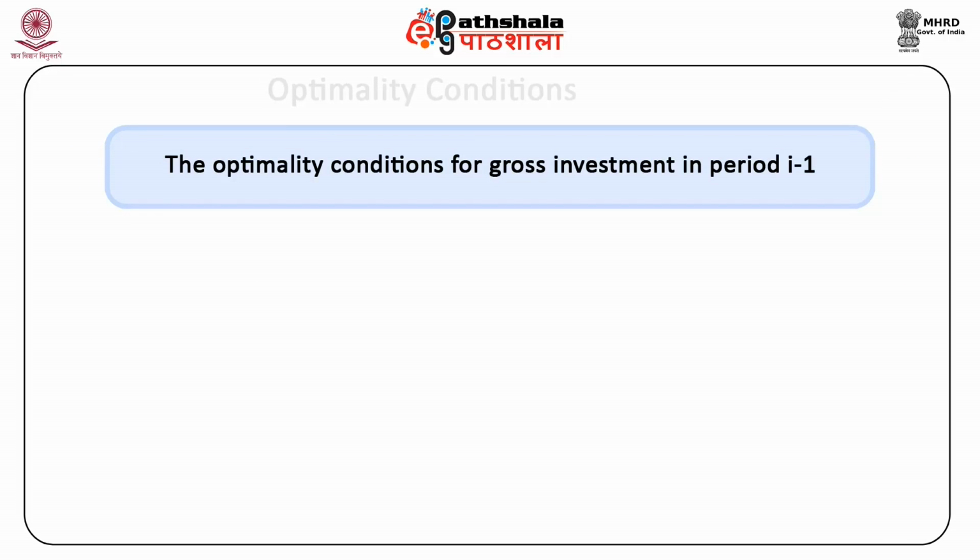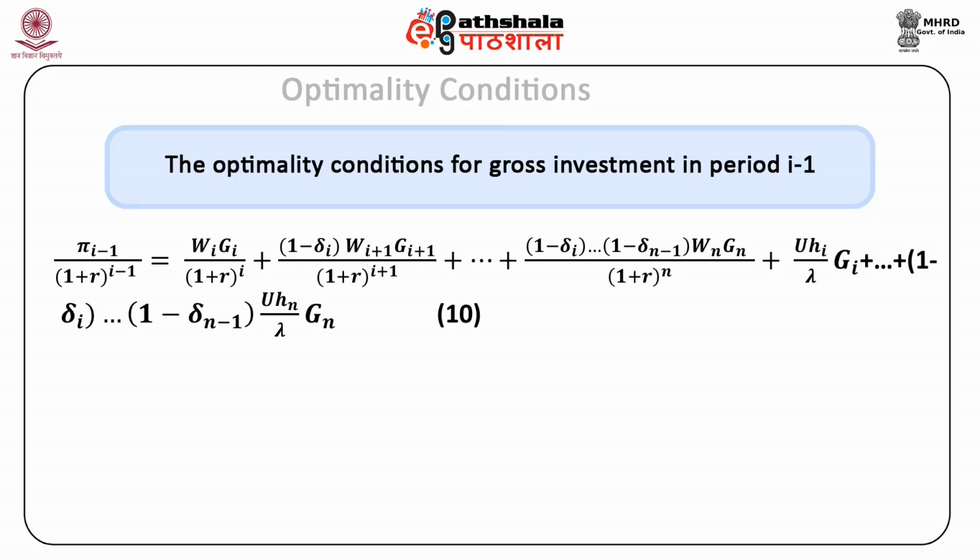The optimality conditions for gross investment in period i minus 1 are: pi i minus 1 upon (1 plus R) raised to the power i minus 1 is equal to Wi into Gi upon (1 plus R) raised to the power i, plus (1 minus delta i) into Wi plus 1 into Gi plus 1 upon (1 plus R) raised to the power i plus 1, plus till (1 minus delta i) till (1 minus delta n minus 1) into Wn Gn upon (1 plus R) raised to the power n, plus Uhi upon lambda into Gi, plus (1 minus delta i) Uhi plus 1 upon lambda into Gi plus 1, plus till (1 minus delta i) till (1 minus delta n minus 1) into Uhn upon lambda into Gn, equation 10.